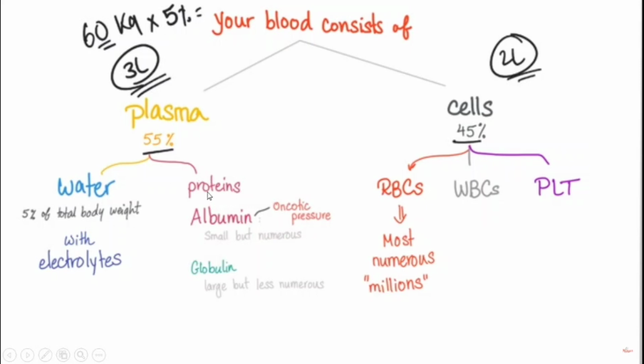In the plasma we also have proteins, and in the proteins we have albumins, which are the small proteins in the blood, but they are numerous and they are responsible for maintaining the oncotic pressure in the blood. And the globulins like IgM or IgG are the large proteins, but they are less numerous as compared to the albumin.